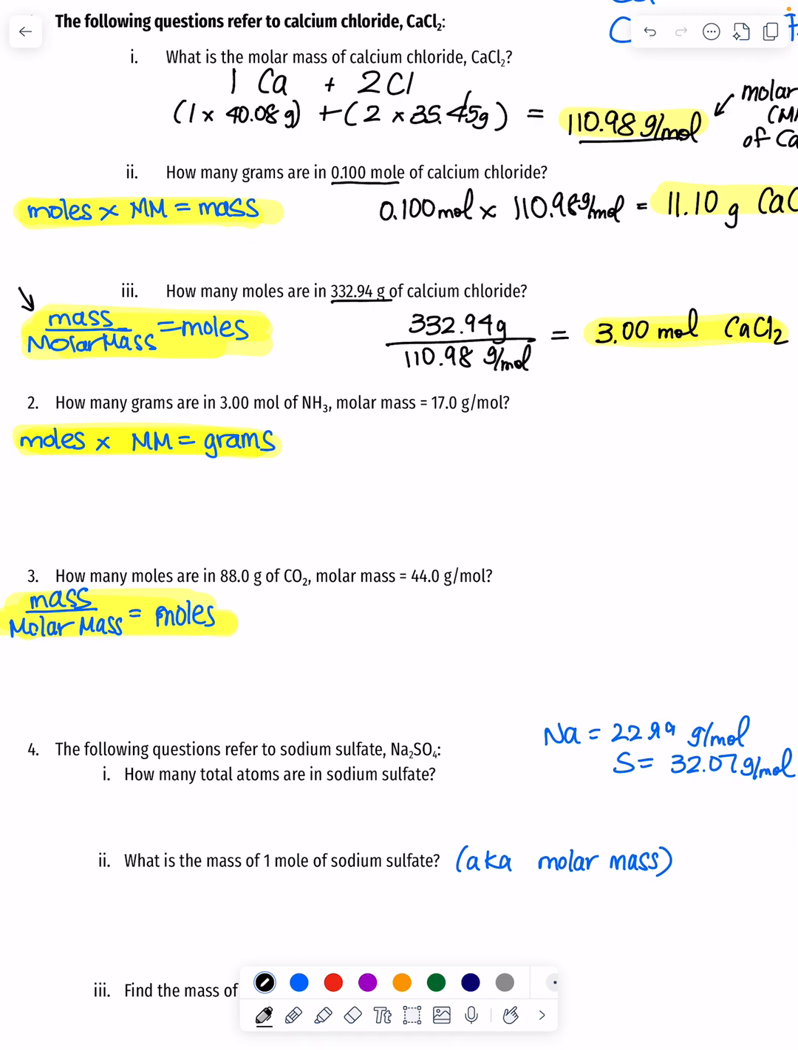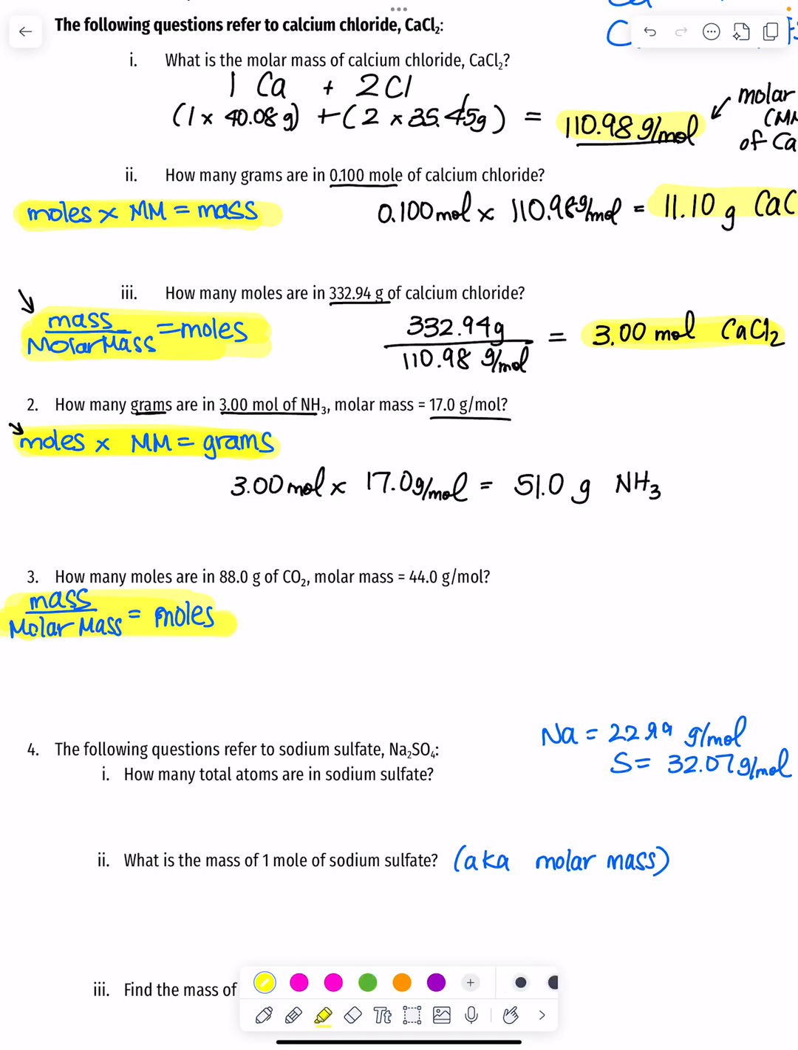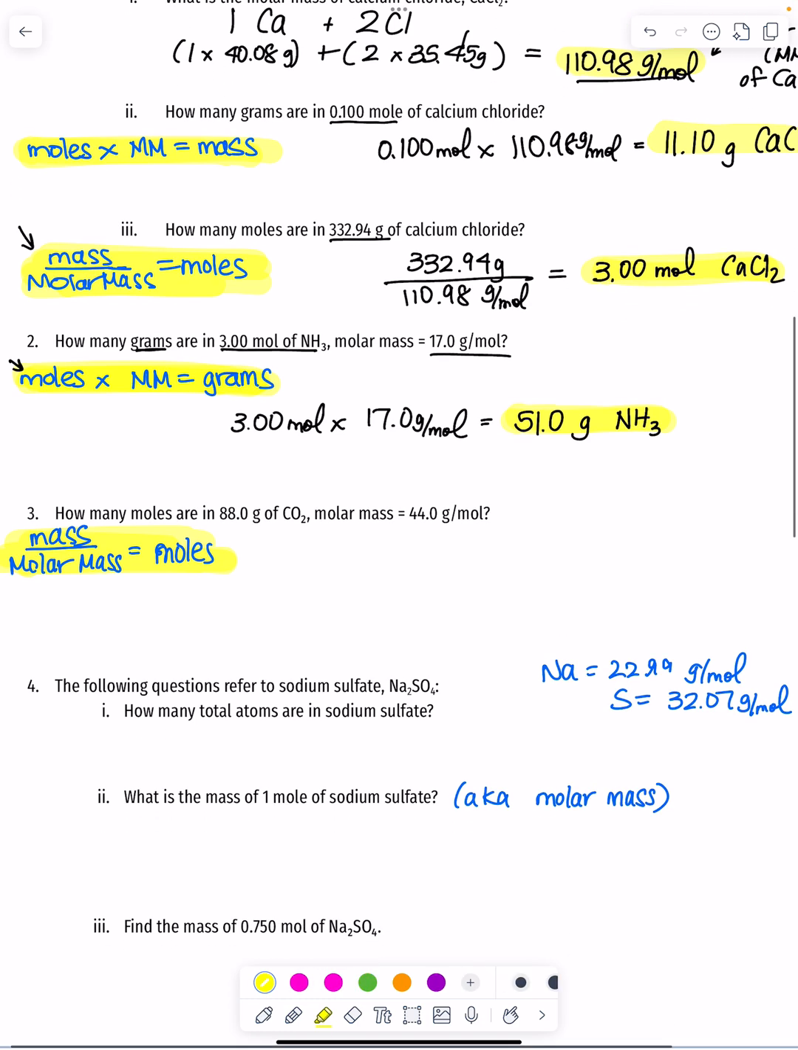Let's look at question 2 now. It says how many grams, which is a mass, are in 3 moles of NH3, and I gave you the molar mass is 17 grams per mole. If I want to get mass, and I'm given moles and molar mass, moles times molar mass is the equation that's going to give me my grams, mass. So let's do that math. Moles times the molar mass, which is 17 grams per mole. If I do this math on a calculator, I will get 51 grams of NH3. That is how you convert from moles to grams.